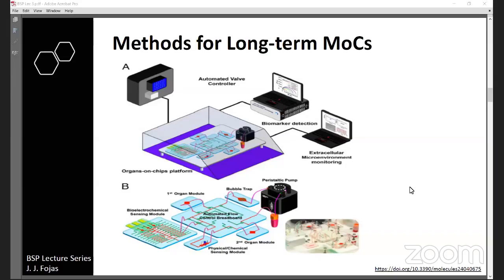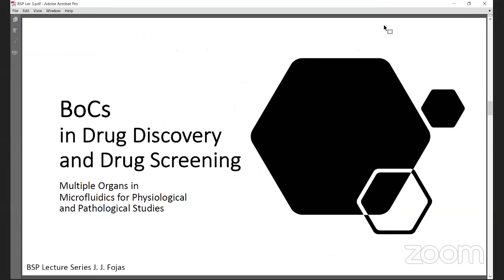So those two are the most recent and most useful and advanced methods that you can incorporate to make your MOCs capable of long-term monitoring and sensing. Now let's move into discussing actually some of the recent studies and recent microfluidic devices that have been developed for drug discovery and drug screening. So next slide, please. Thank you.